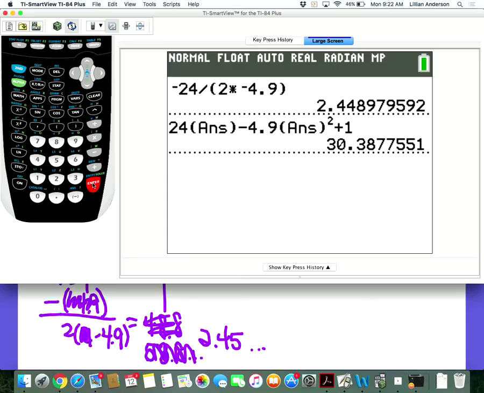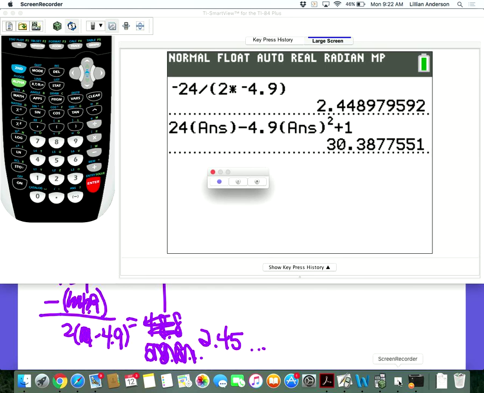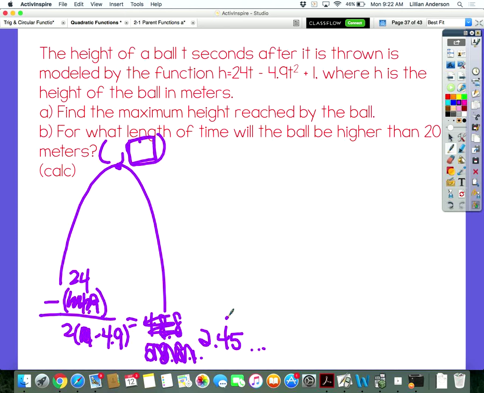So your maximum height is what? My maximum height is 30.